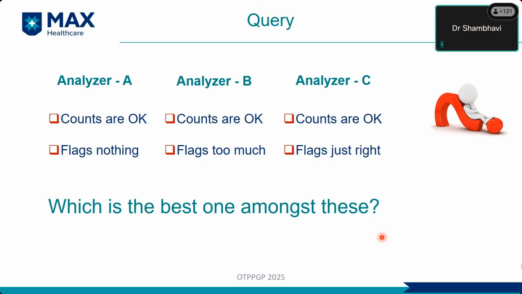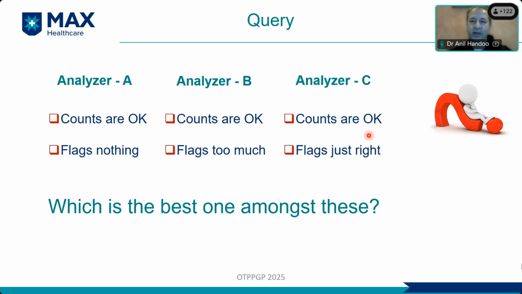Sir, I think analyzer B, maybe because it is very much sensitive. So, we won't miss many flags. But you will have too many slides to make, isn't it? And since there are too many slides, you will obviously not be very happy with it. You have a lot of work to do then. So I'll go for C then, with just the right flags. So I'm sure the majority of people would prefer to call analyzer C the best.